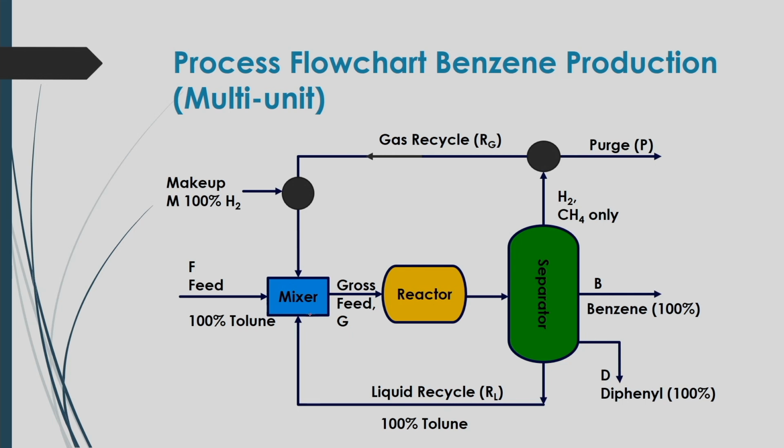Now, if we consider that mixer, here the input is feed F, and here is an example: 100% toluene. So, the mole fraction of toluene is 1 here.